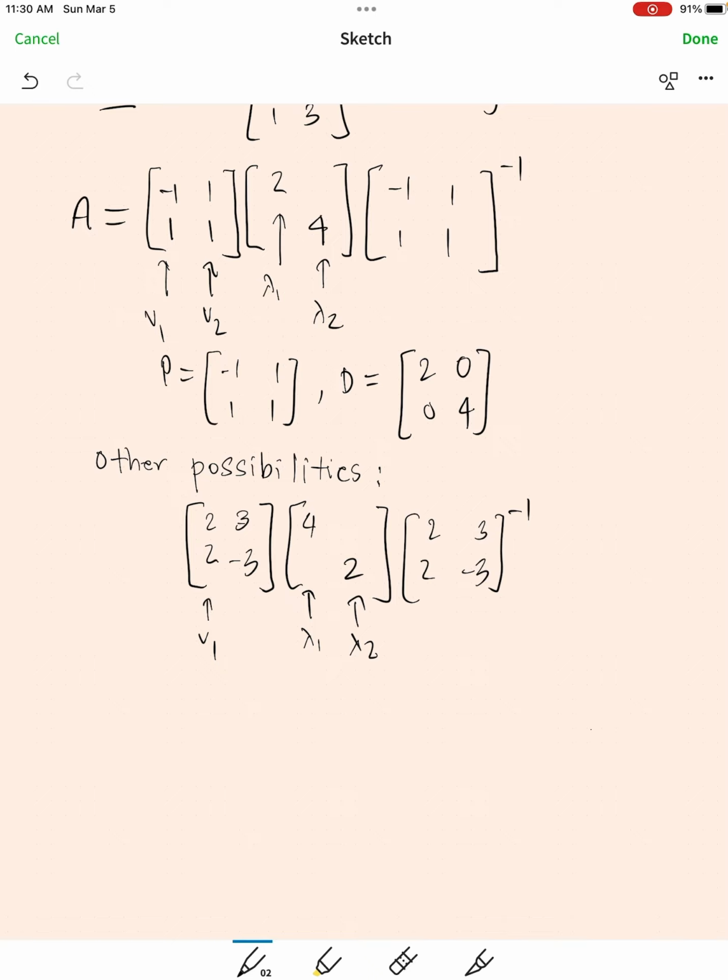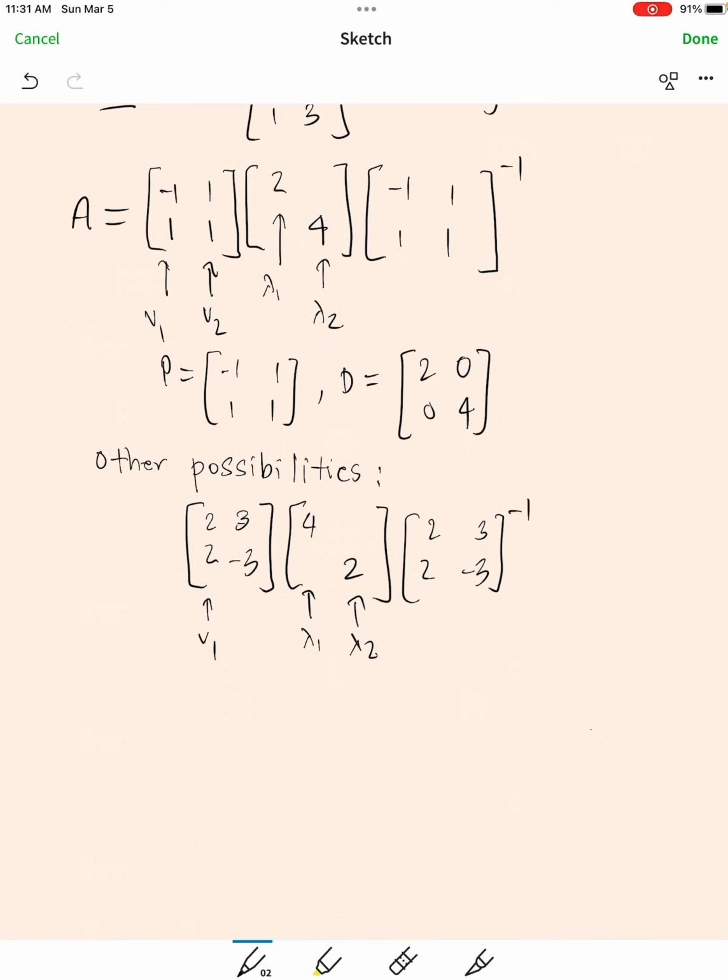And now you see where this fact about the eigenvectors being linearly independent comes from, right? Because we were saying that if you have distinct eigenvalues and you take an eigenvector for each of those distinct eigenvalues, those vectors are linearly independent. And you need that in order for your matrix P to be invertible. Okay.